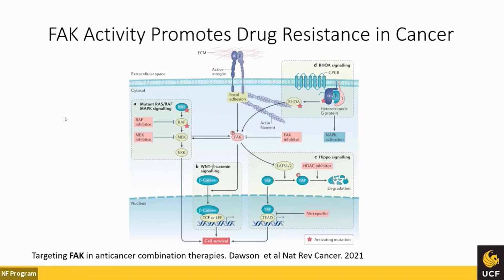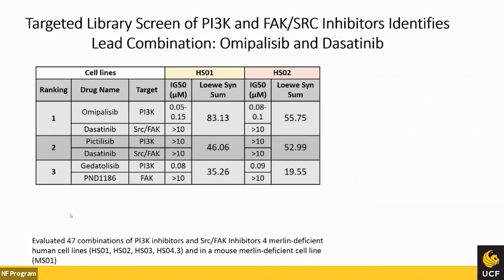Two FAK inhibitors are in clinical trials for cancer in combination with MEK and RAF inhibitors. Lastly, FAK promotes nuclear translocation of YAP. YAP activation correlates with grade, metastasis, and poor outcome in many cancers and is implicated in the development of drug resistance. We conducted a combination matrix screen of a curated library of PI3 kinase and FAK-SRC pathway inhibitors approved by the FDA or in clinical trials.